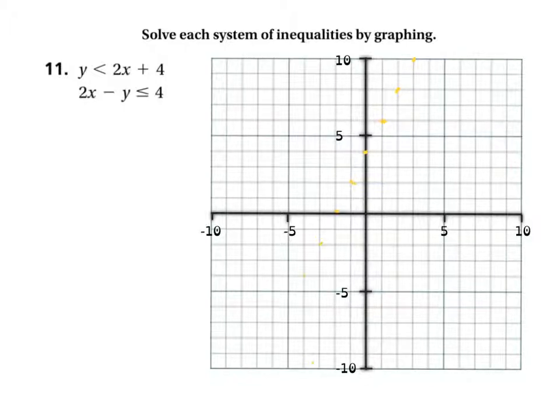Now, the question is, can we make it a solid line or does it need to be a dotted line? Well, it doesn't say or equals. It does not say or equals here. So it's got to be a dotted line. So I'm going to make this dotted line here. Dotted or dashed is another way to say it. Meaning points on the line won't work.